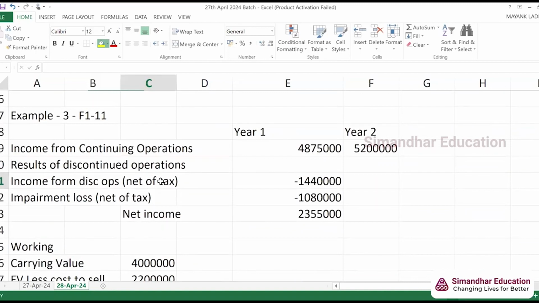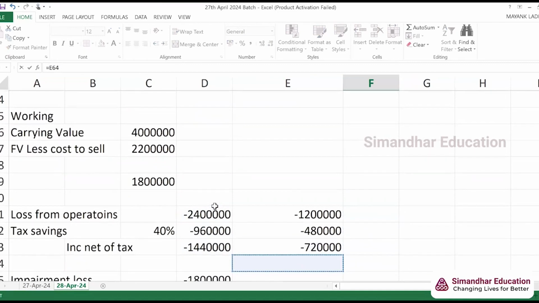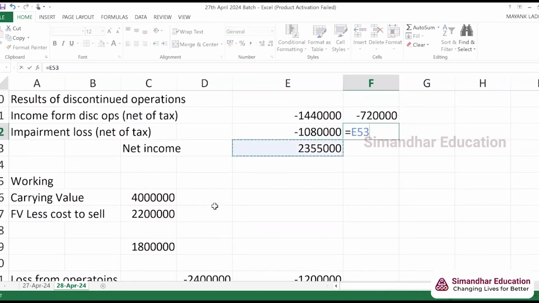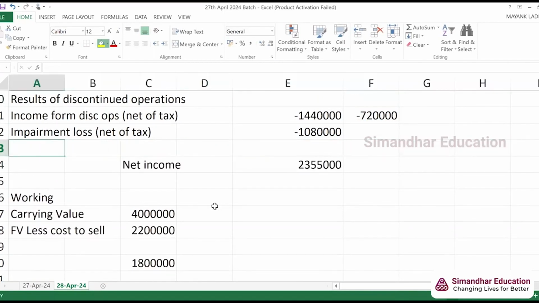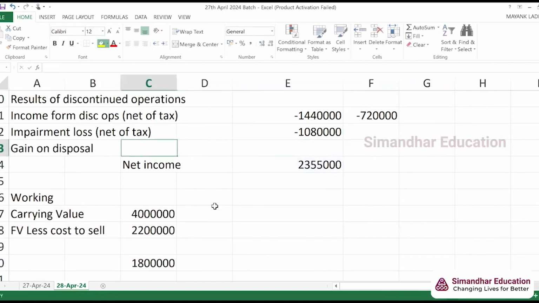What you will have is income from discontinued operation net of tax, what we have calculated. And we'll have one more item, loss on disposal, net of tax. It's a loss, not gain.